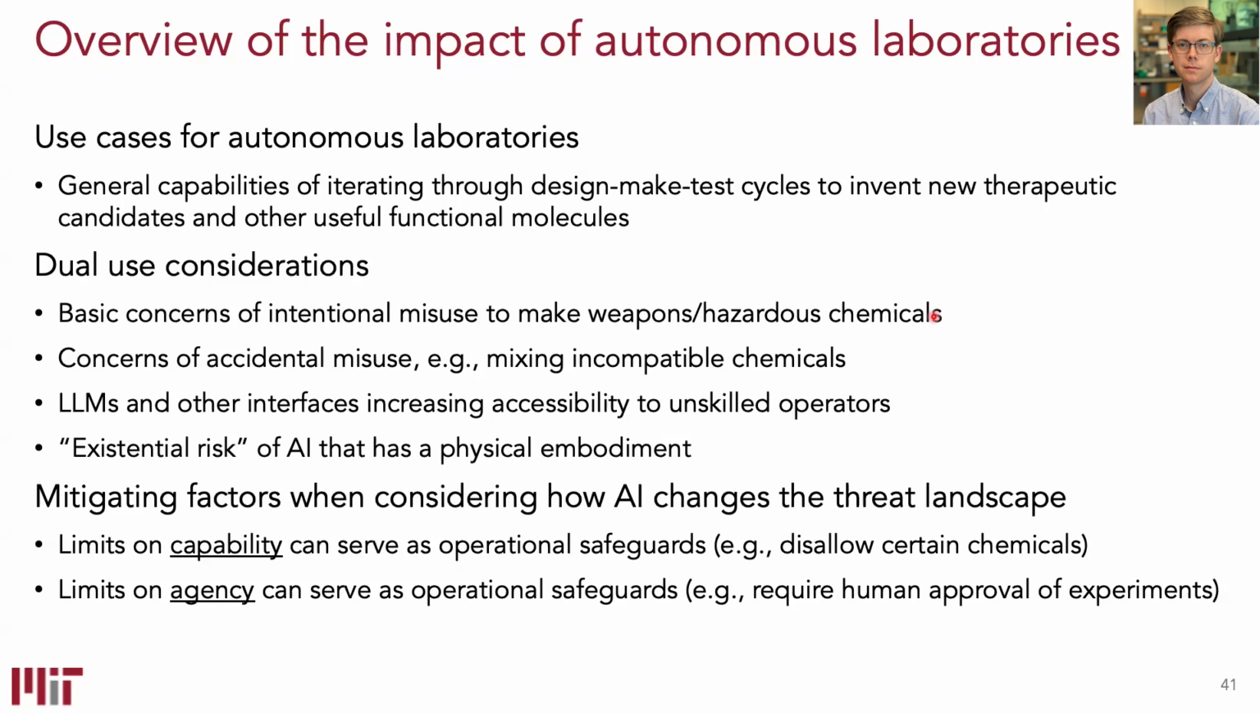Thankfully, I do think that we're at a good point because there's a lot of simple mitigating factors to improve the safety of these platforms. You could simply say humans have to approve experiments. You can limit the chemicals that you give the platform access to. So there's a lot of operational safeguards that help alleviate some of these concerns. But still, as we think about the growing robustness of automation and the growing robustness of AI planning, these are worthwhile considerations to have.